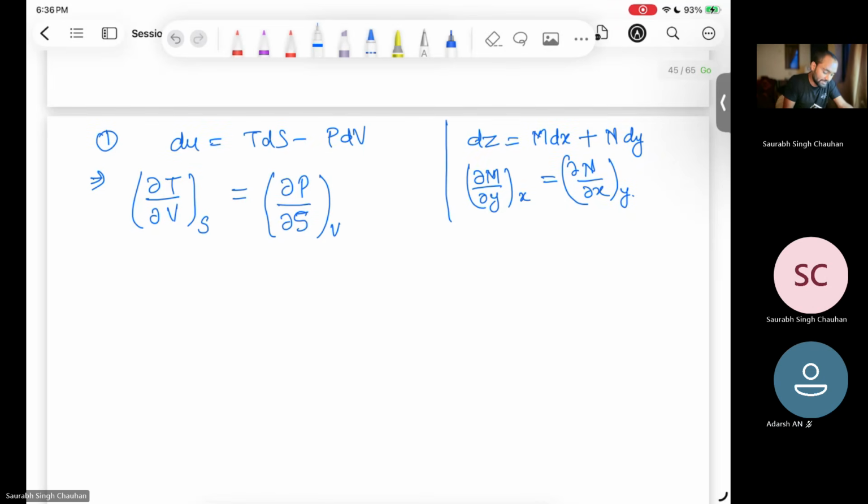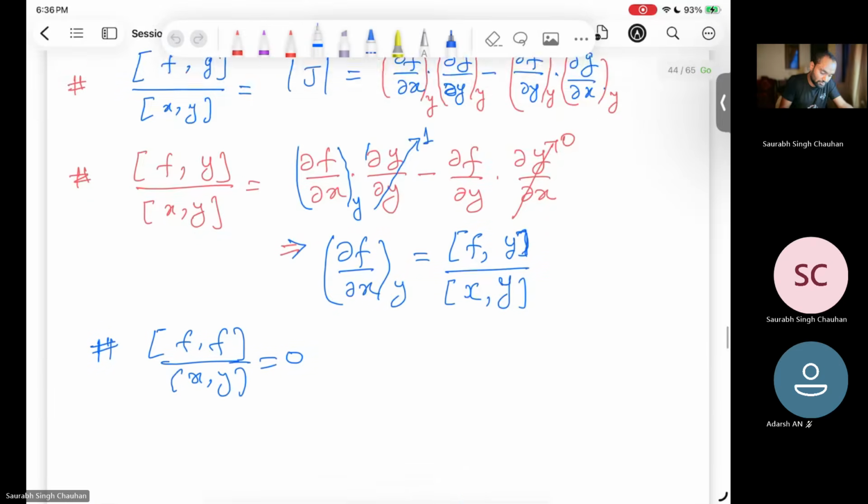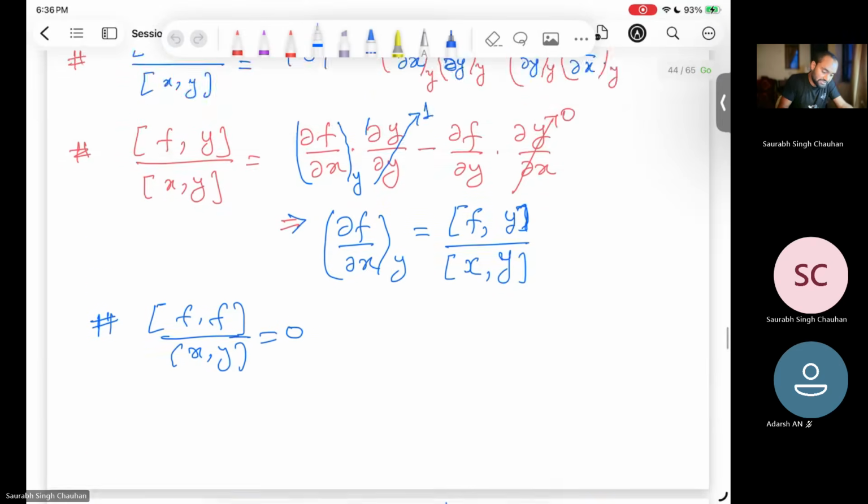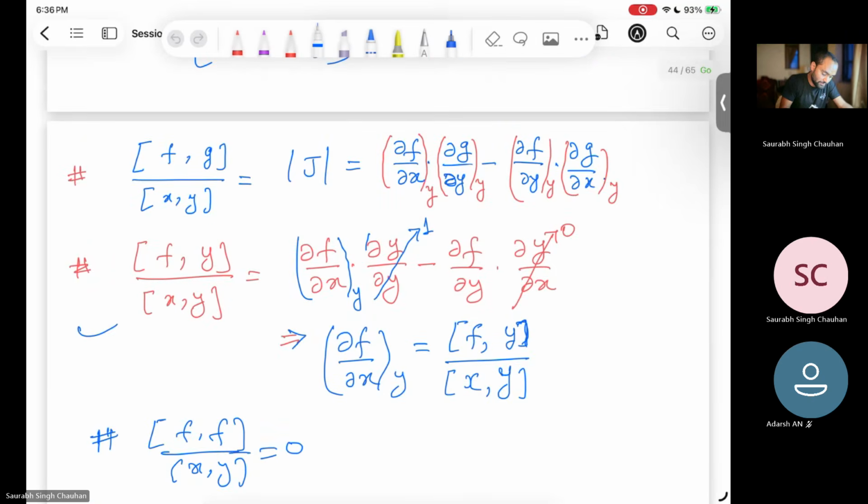Now if we write this Maxwell equation in terms of Jacobian, how do we write it? Partial derivative of T with respect to V, so T with respect to V. Let us go through this once again. So this was one of the properties.